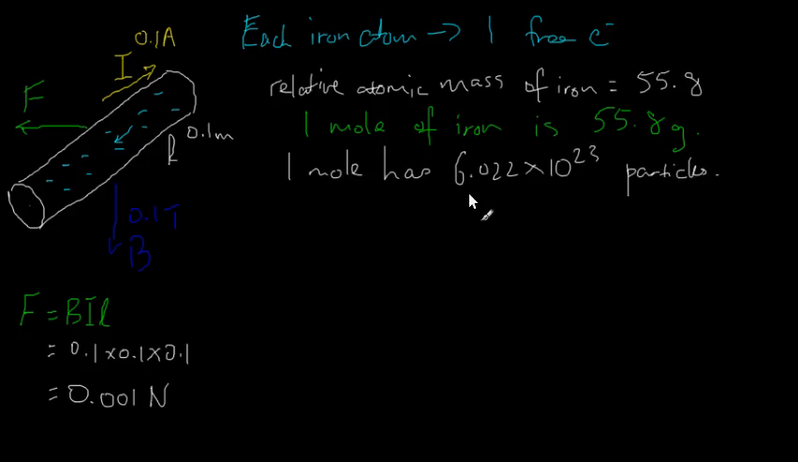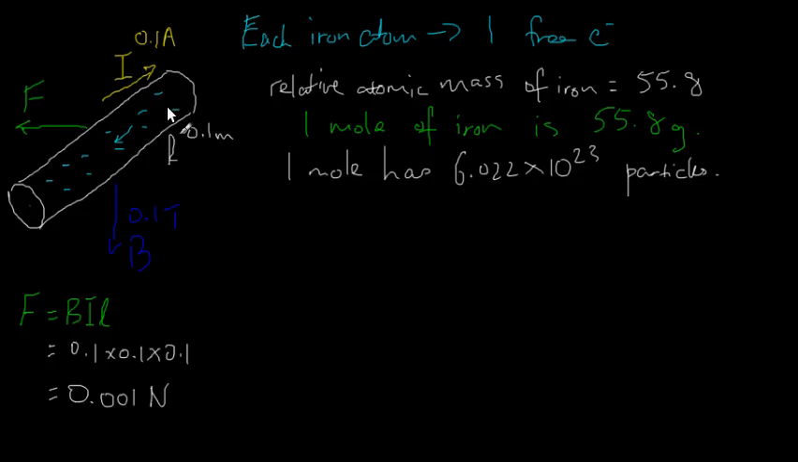Okay, this number is the Avogadro constant. So we know that 1 mole of iron, for example, 55.8 grams of iron, would have this number of iron atoms. So that's why we can use this way to find the number of atoms in here. But before that, we need to know the mass of this rod. Okay, that's the mass for 1 mole of iron. But what is the mass of this rod?